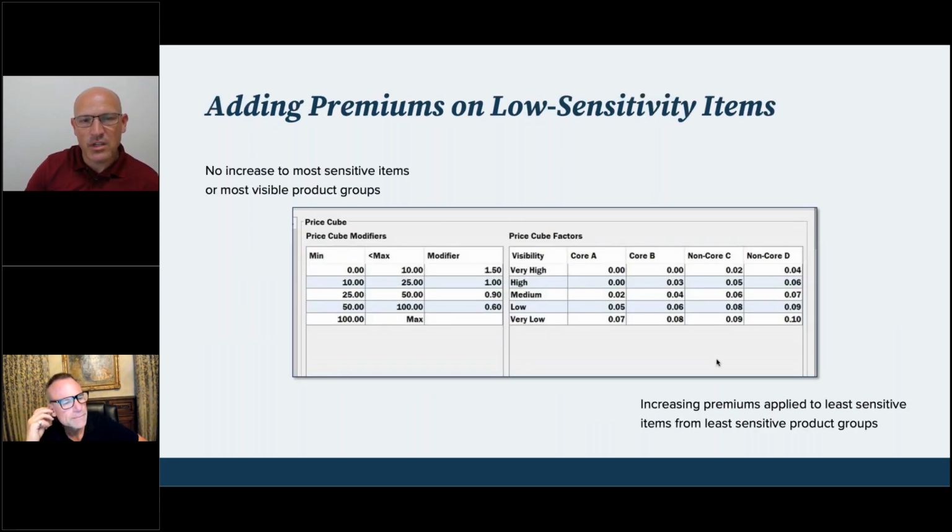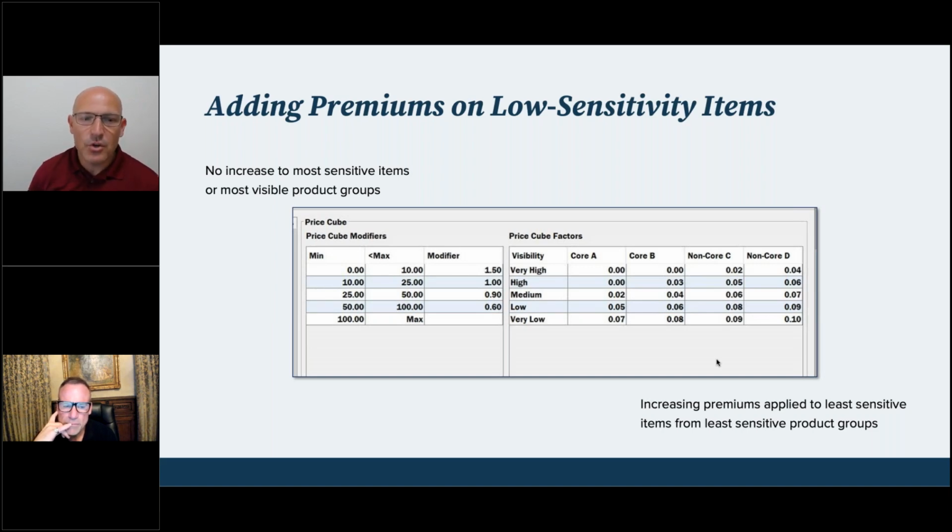But what we see here is what we call cube factors, and there are cube factors and modifiers. What we see on the right here is based on the sensitivity of the item. You can see core A through non-core D, and then the visibility or sensitivity of the actual cell groups. We can apply a different premium to each one of those. So in the upper left-hand corner, those very high sensitive cell groups and core A items, we're not going to touch those. We're not adding any premiums. And on the other extreme are the very low sensitivity cell groups, the non-core D items, what I like to refer to as low cost anonymous items. We're going to apply the max puffing percent.